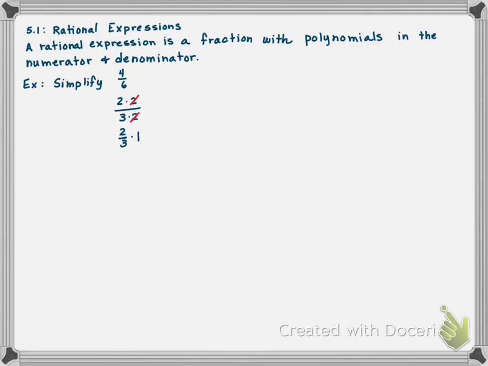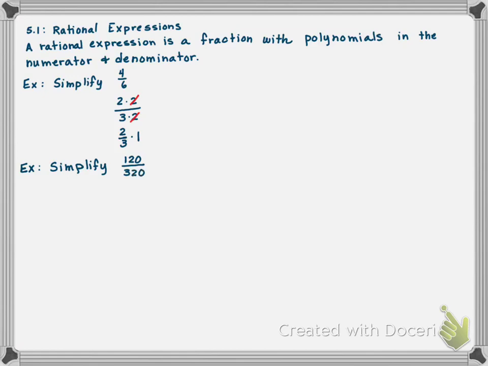So this idea of canceling common factors to remove these factors of 1 to simplify a fraction is what we're going to use with rational expressions. And with bigger numerical fractions, it actually works a lot quicker than dividing the top and the bottom by the same thing. So if we want to simplify something like 120 over 320.